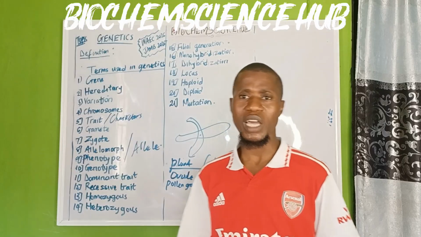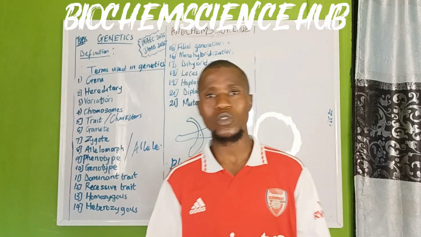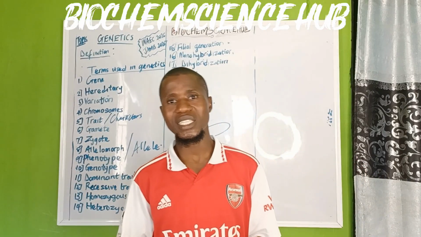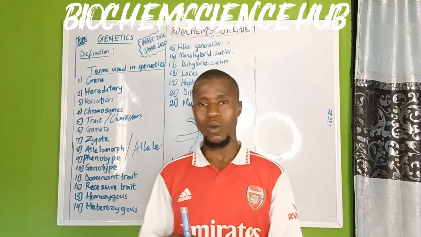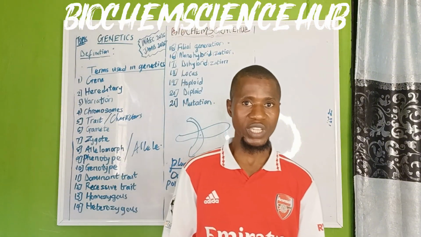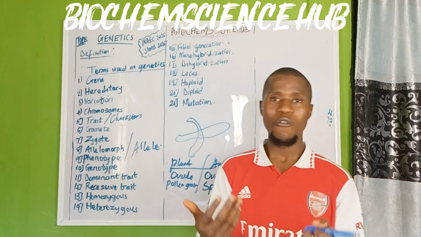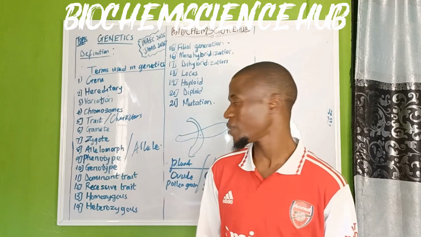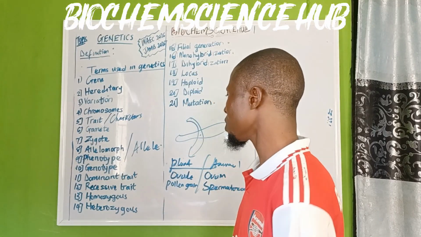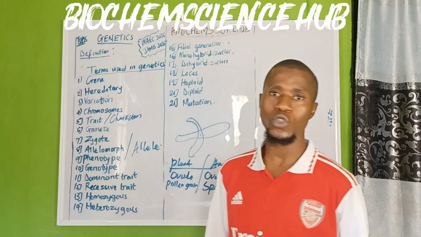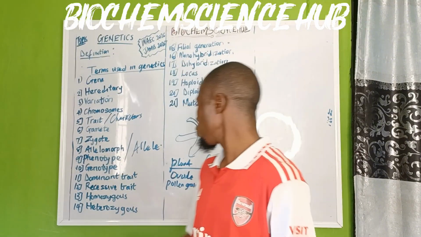And we move to genotype. What is genotype? Genotype is the total sum of the genes present in parents, which are passed down to their offspring. Or the total number of genes inheritable from the parents by the offspring. That's genotype. So from genotype we move to dominant gene or dominant trait.